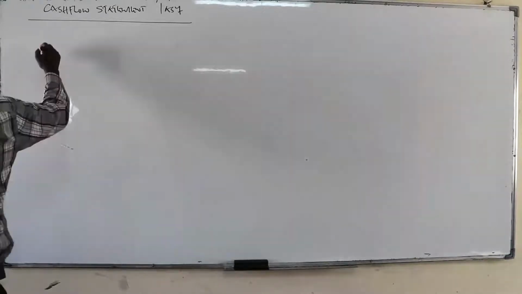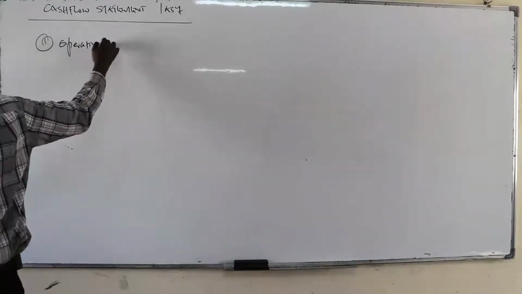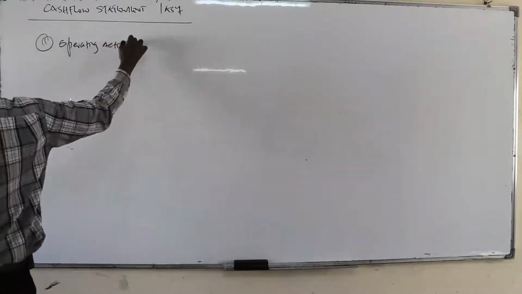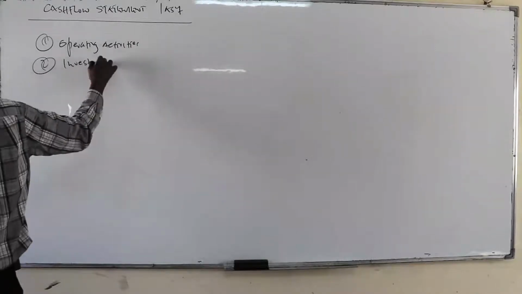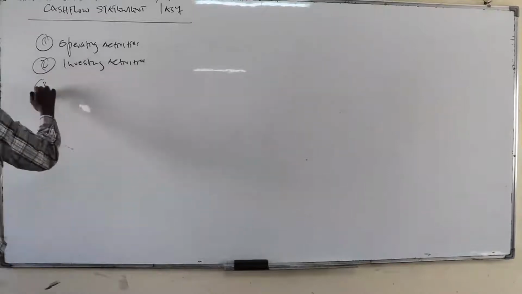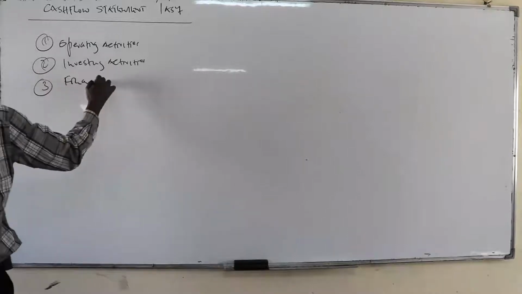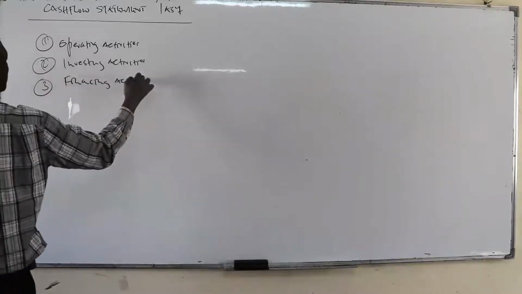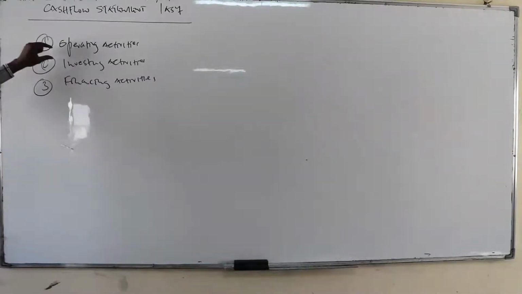Number one is what we call the operating activities. Number two is what we call the investing activities. And number three is what we call the financing activities. So these are the three ways in which an entity can either generate cash or use cash.